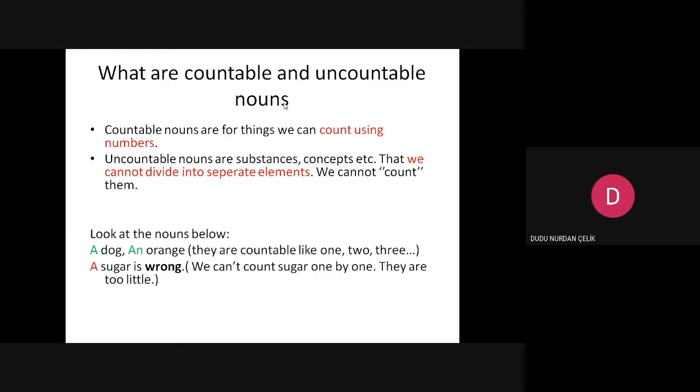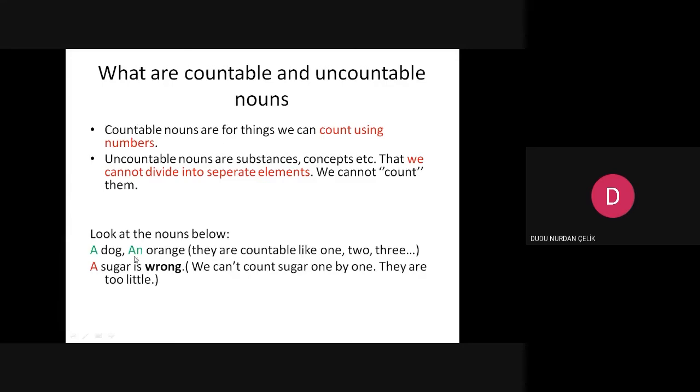Now look at the nouns below. We have got dog and orange. A dog is countable. We can say a dog, or we can say 2 dogs, a lot of dogs, some dogs. Also, orange is countable, and we can say an orange means 1 orange, 1 dog. Or we can say an orange, a lot of oranges, 2 oranges, a basket of oranges, because they are countable.